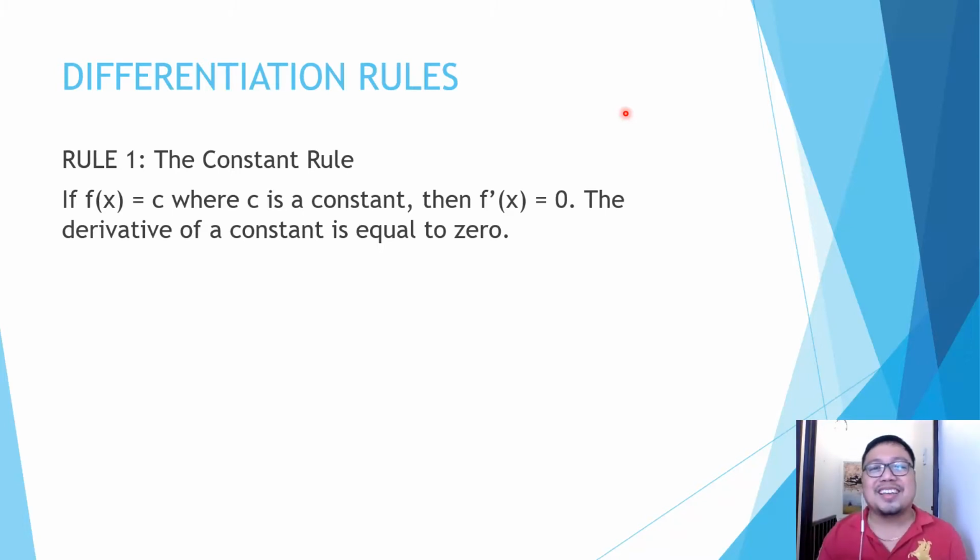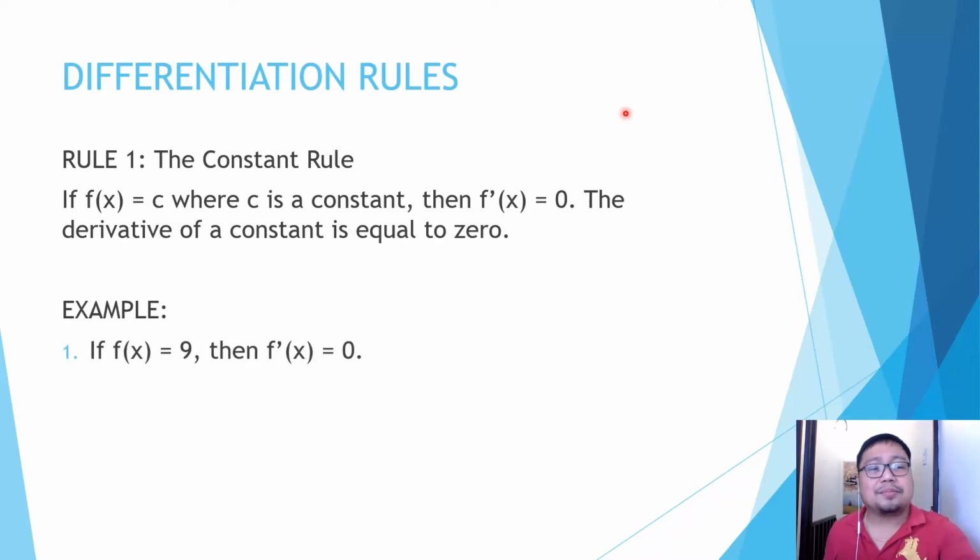So again, we're not going to use the limit definition here. It's time consuming. Let's just follow the rule. If you're looking for the derivative of a constant, then automatically the answer is 0. Let's have an example. Number one, if f of x equals 9, then the derivative of the function is 0. Simply, 9 is a constant. That's it.